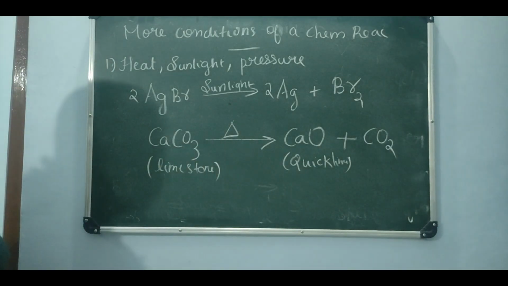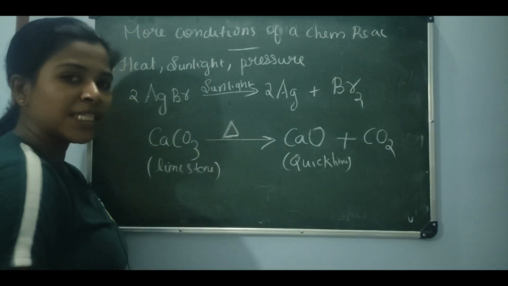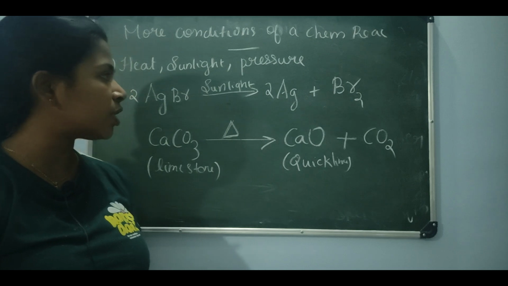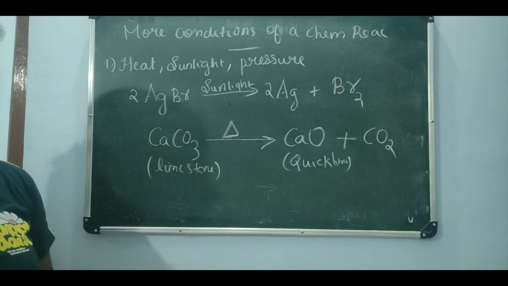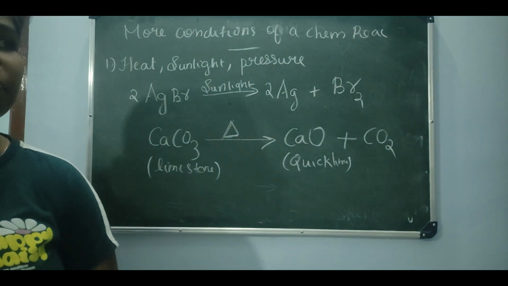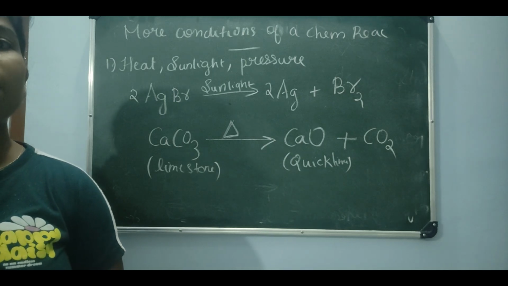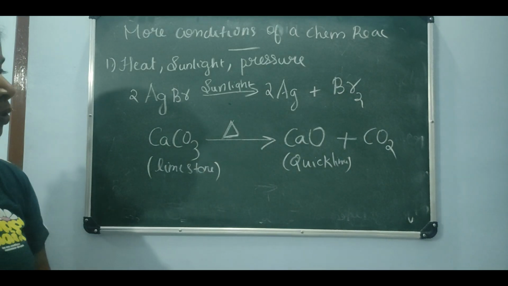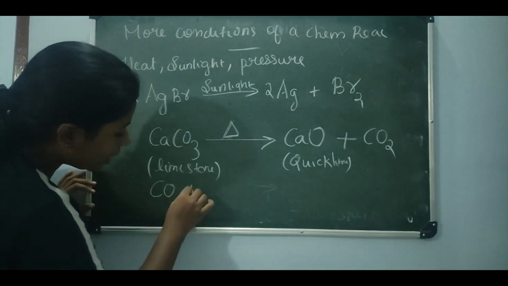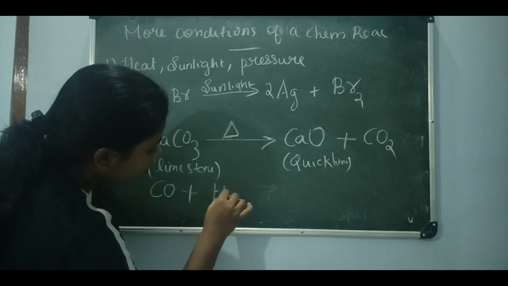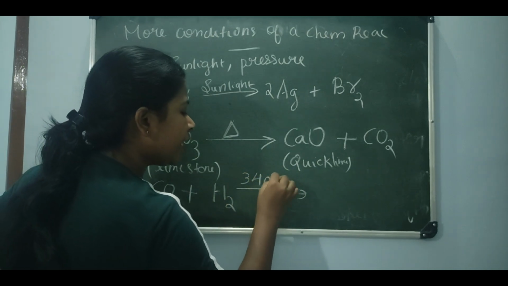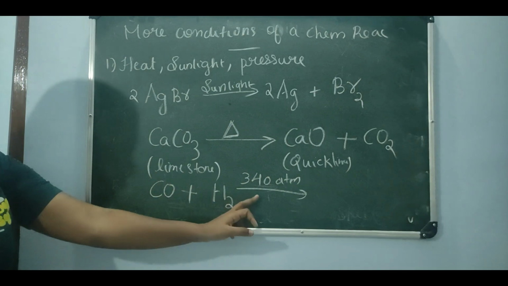See how I represented heat. This sign delta represents heating or heat. So, even heat can influence a chemical reaction. Sunlight can influence a chemical reaction. Similarly, pressure can also influence a chemical reaction. If a chemical reaction is influenced by pressure, we will represent it like this. Suppose carbon monoxide is combining with hydrogen. If I am applying a pressure of 340 atmosphere, this is how pressure is represented.